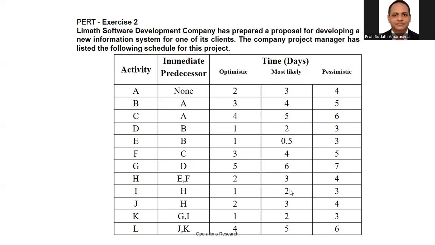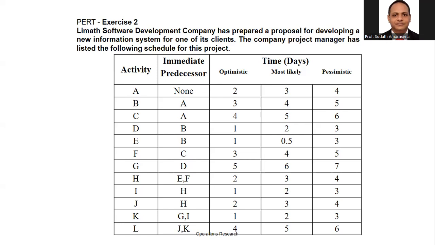For the next one, 2 into 4 is 8, plus 4, 12, divided by 6, answer is 2, for I. J: 3 into 4 is 12, plus 6, 18, divided by 6 is 3. K: 2 into 4 is 8, plus 4, 12, divided by 6, 2. L: 5 into 4 is 20, plus 10, 30, divided by 6, 5.